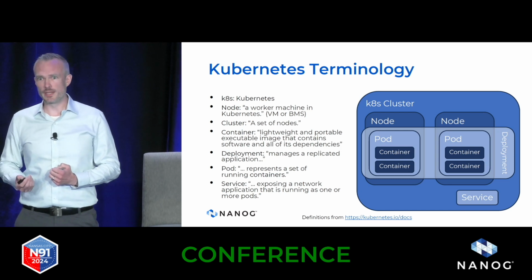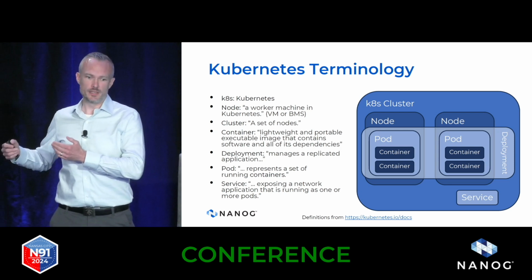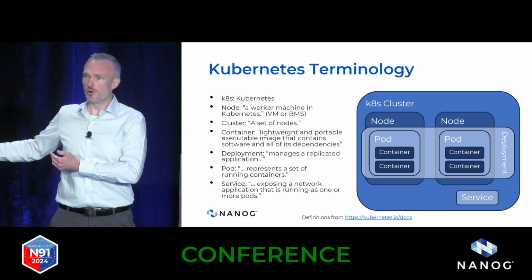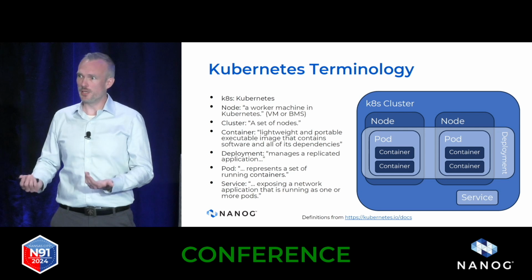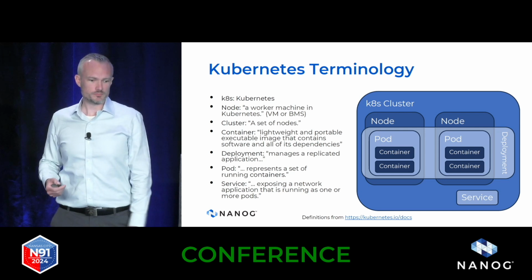So this is a way that I can define an application that I want, the number of that application that I want to exist, and have Kubernetes take care of spinning that up in appropriate places.